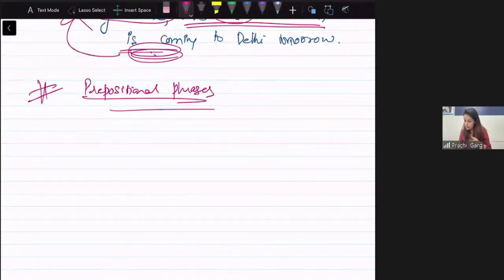For example, if you look at the examples given in your study material, it says the colors of the rainbow are beautiful. Now, we are not talking about the rainbow here. We're talking about the colors of the rainbow, which means the verb has to be according to the colors, not the rainbow. The colors of the rainbow are beautiful.